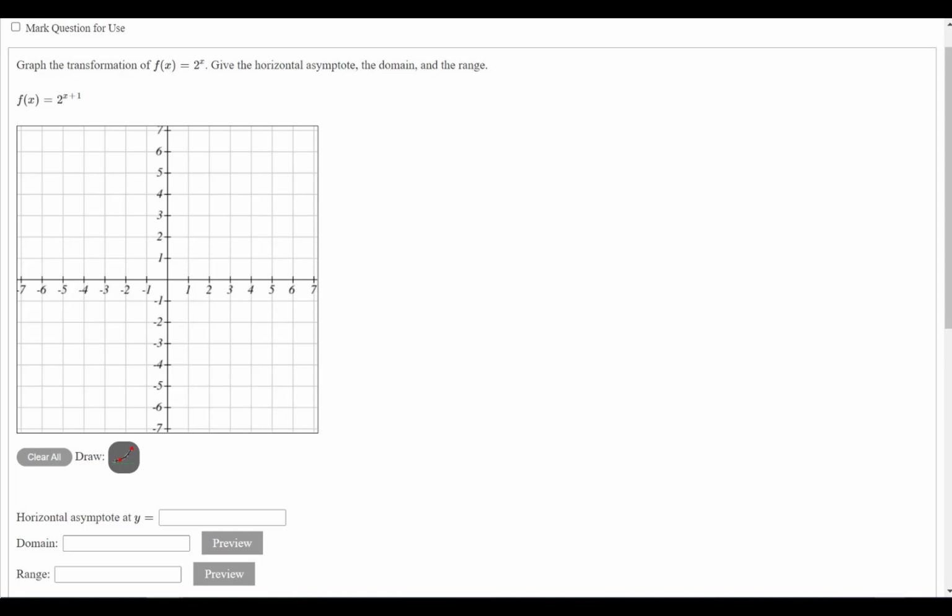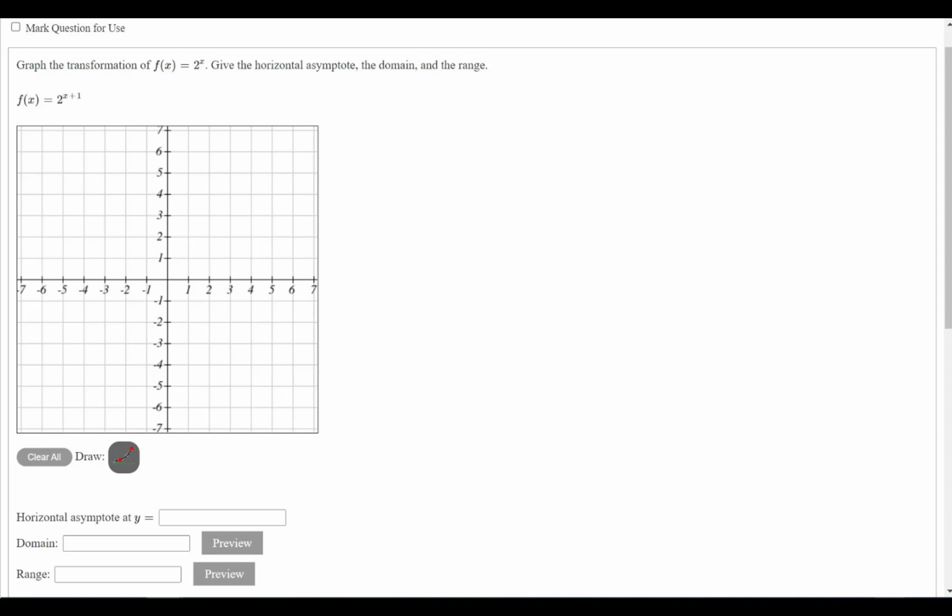Graph the transformation of f of x equals 2 to the x power. Give the horizontal asymptote, the domain, and the range. So to get this, the graph itself is probably a good place to start.